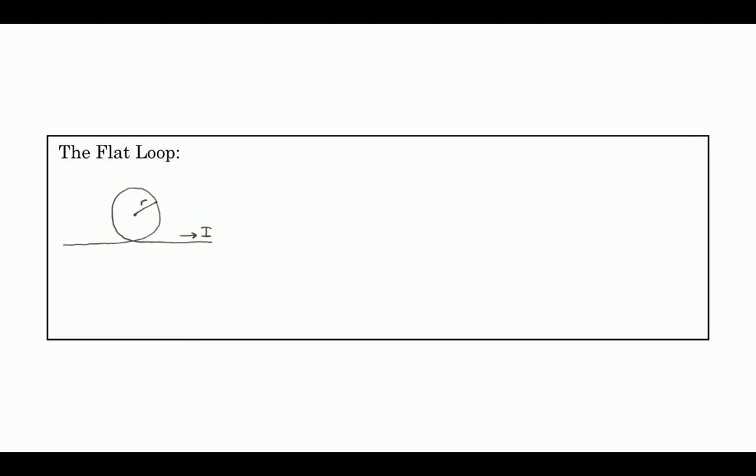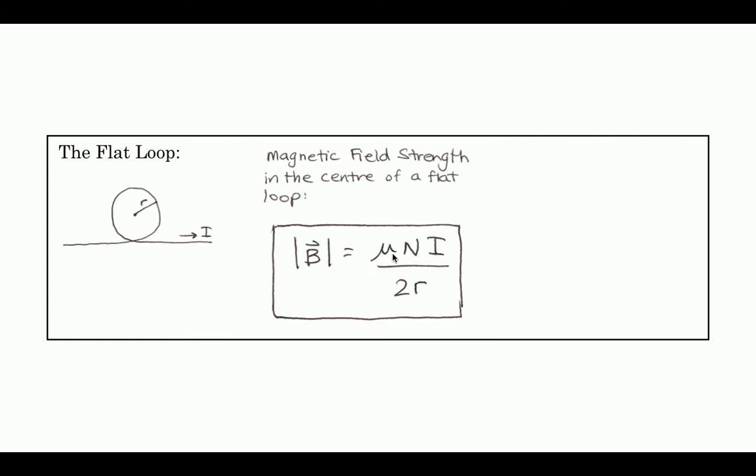Our next geometry is a loop. If we take a straight conductor and curl it up into one flat loop, the magnetic field strength at the center of that flat loop is mu times n times I divided by 2r. We don't have to have just one turn. We could have many, many turns, and that's what n is.